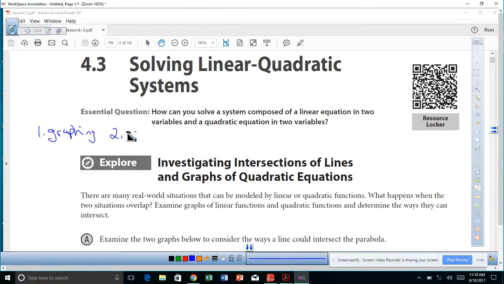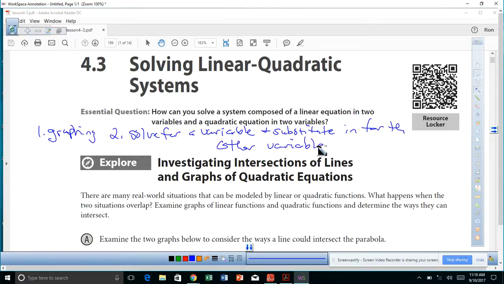Two, solve the linear equation for a variable. Okay, so solve for a variable and substitute in the quadratic equation for the other variable. All right, so that's how we're going to do it.